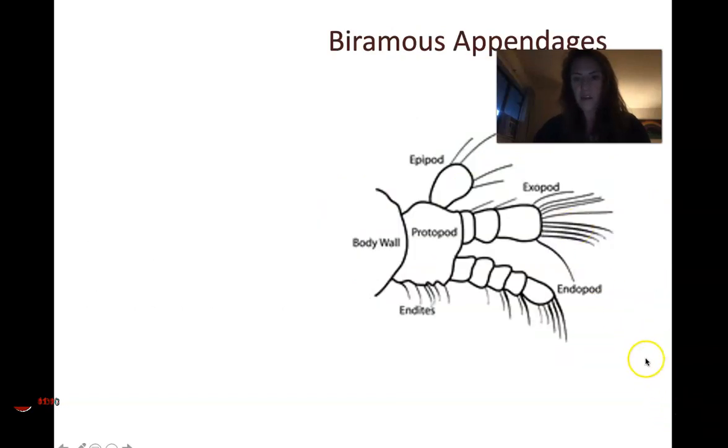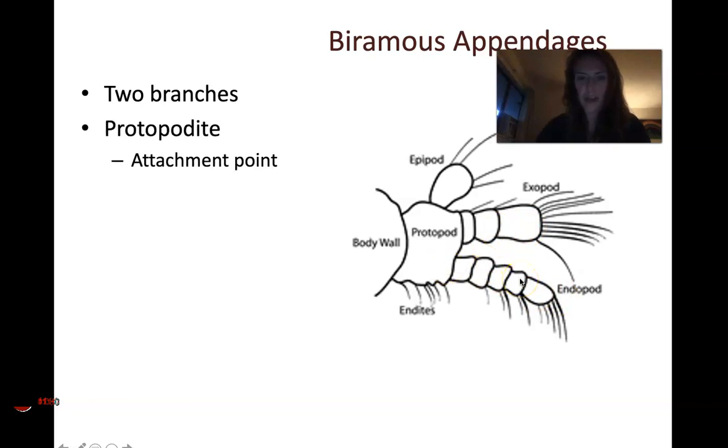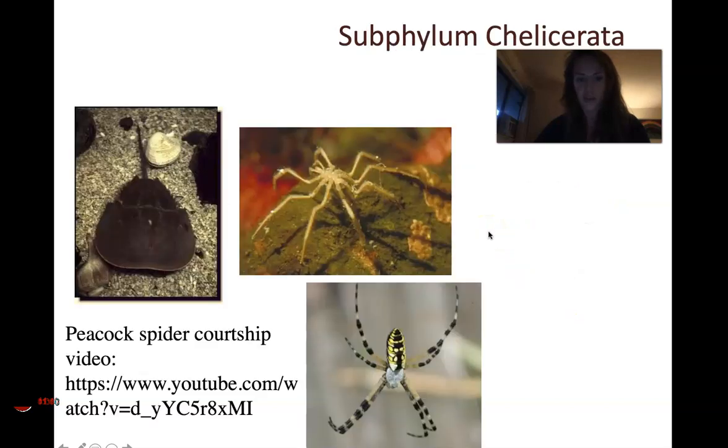Okay. Another characteristic of arthropods that we'll see when we do our virtual labs is something called a biramous appendage. Okay, and this means just two branches. Biramous means two branches, and so you see that here. Here's this thing called the protopod coming off the body wall, and then there's two bits to this. There is an exopod and endopod, so two branches. Okay, and the attachment point is called the protopodite. So you have an exopodite and an endopodite, meaning the outer and the inner branches of your appendage.